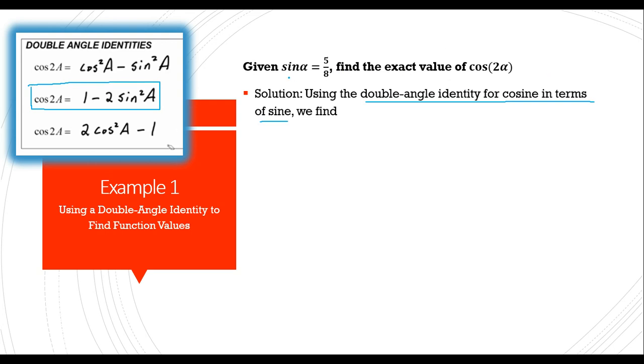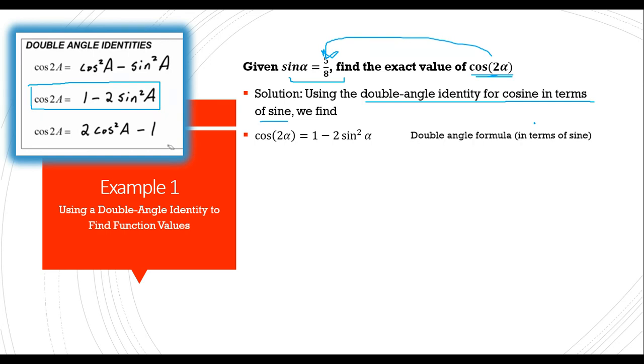Because notice that I'm given sine here, and I want cosine of 2 times alpha. So I need cosine, but in terms of sine. I'm working from here to here. That's supposed to be an arrow. So we have to use the double angle identity for cosine in terms of sine. So we find that cosine of 2 alpha equals 1 minus 2 sine squared alpha. I just rewrote that double angle formula in terms of sine, the one we boxed.